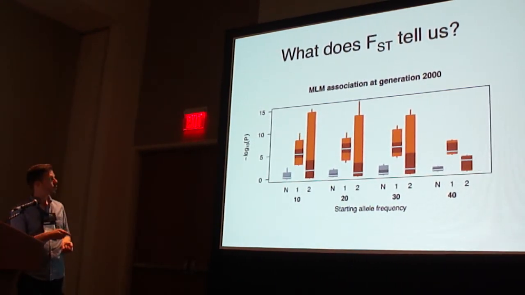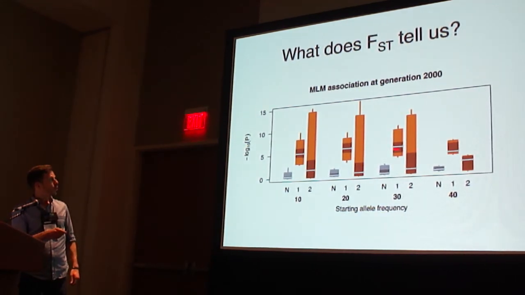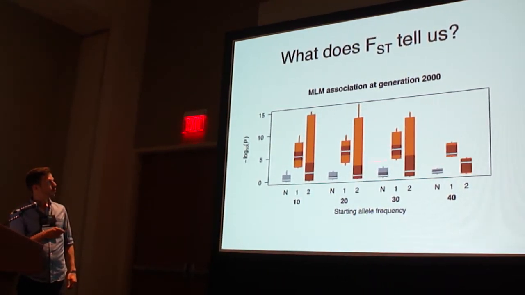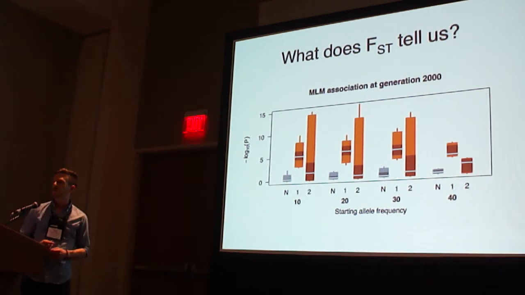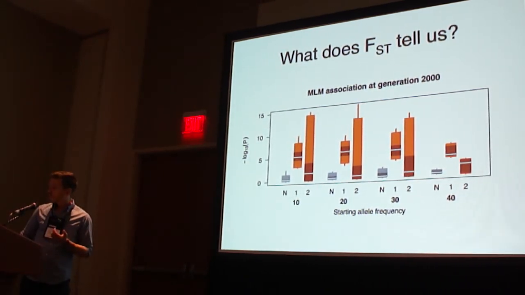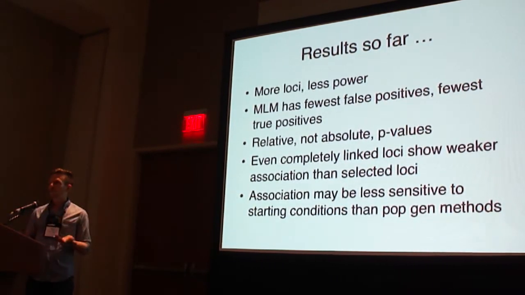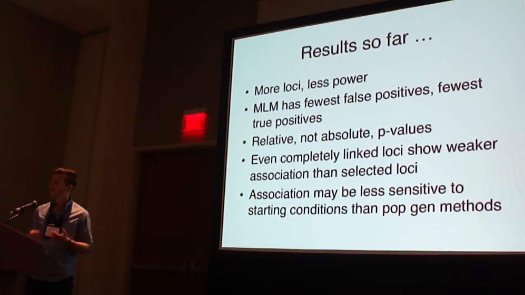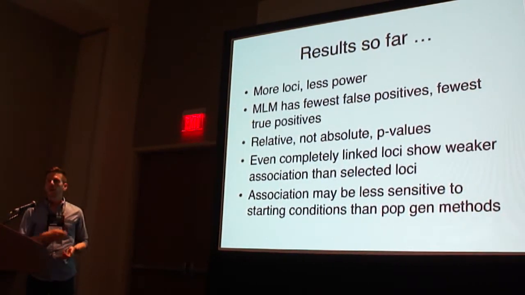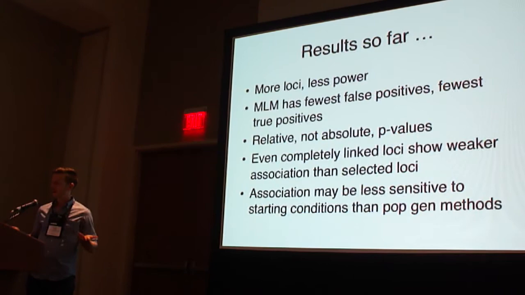Again, here's MLM results, and you can see that we're at about the same range of association strength regardless of starting allele frequency. So my results so far, and this is very, very tentative and initial, is, again, no surprise: more loci, less power to detect them.